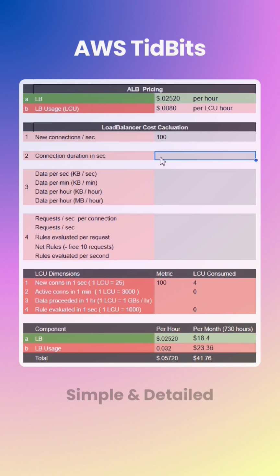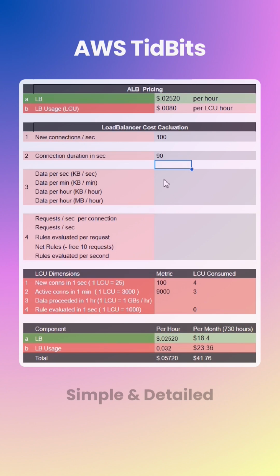Next, the duration of each connection is, let's say, 90 seconds. There are 100 new connections in a second and they last for 90 seconds, which translates to 9,000 active connections in 1 minute. Per AWS, one LCU is 3000 units of active connections in 1 minute. So that converts to 3 LCUs consumed.